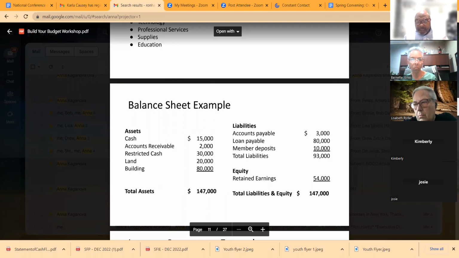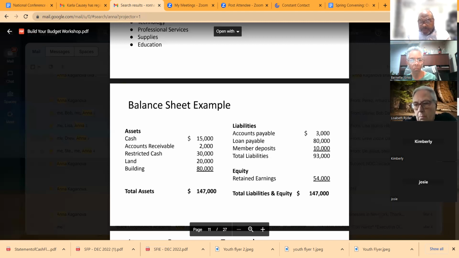Member deposits in the co-op are liabilities. Again, look at member deposits. And I think that when you look at member deposits as liabilities, it's because of the fact that they come in and they go back out again. And so I'm assuming that's why she put member deposits here as a liability.